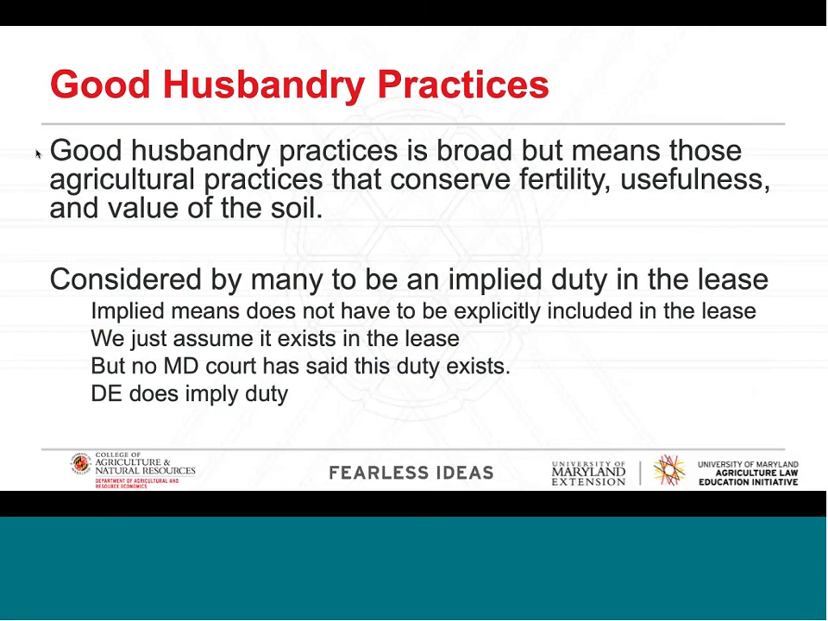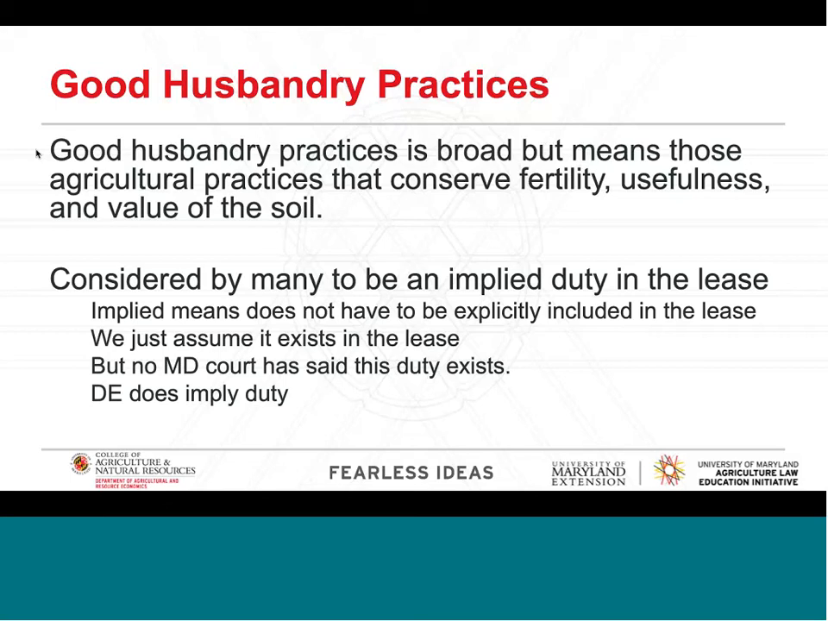Good husbandry practices. We talked earlier, there is a book on our website related to conservation issues, but typically within almost all these leases, we need to think about the fact that even if it's not addressed, it's potentially just implied in all ag leases that you're going to use some form of good husbandry practices. This typically means that we want to conserve fertility, usefulness, and value of the soil. If we think about the property as an asset for the landlord, conserving fertility, usefulness, and the value of that soil is maintaining their investment in the property.